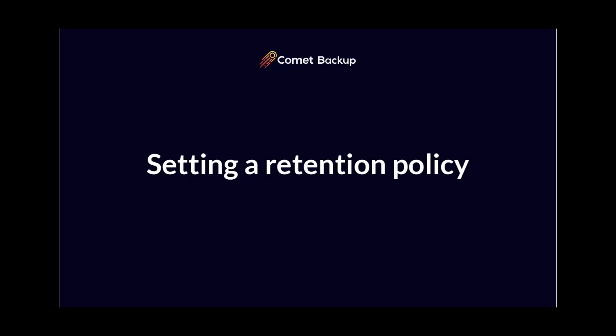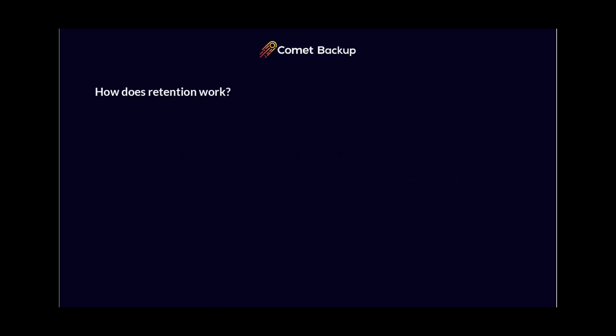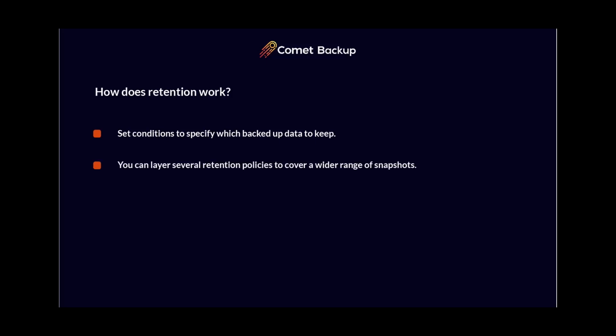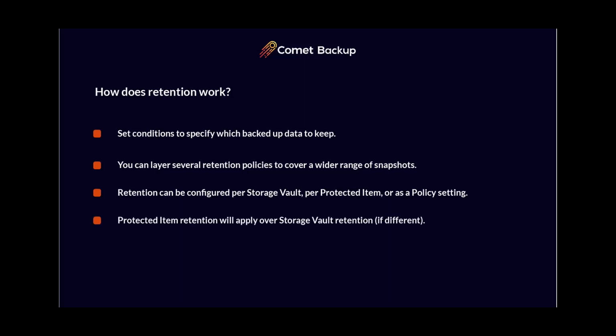First, let us go through how to set up retention with Comet. Retention policies tell Comet what data should be kept, for how long, as well as when and what data can be safely removed in order to free up disk space. You can layer several retention rules to cover a wider range of snapshots. You can also set different retention policies per storage vault and per protected item, or as a policy setting across several users. The protected items retention policies will apply over the storage vaults if they are different.